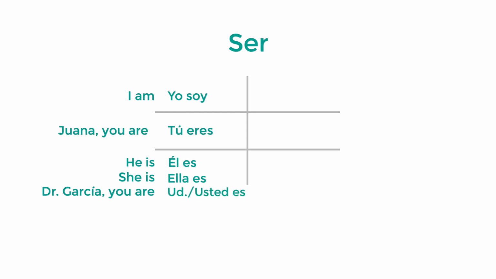Dr. Garcia. Usted es. Notice that usted can be spelled U-S-T-E-D or U-D period as an abbreviation. They both mean usted. You would use usted instead of tú when you would use a title with someone like Dr. Garcia instead of Juana.